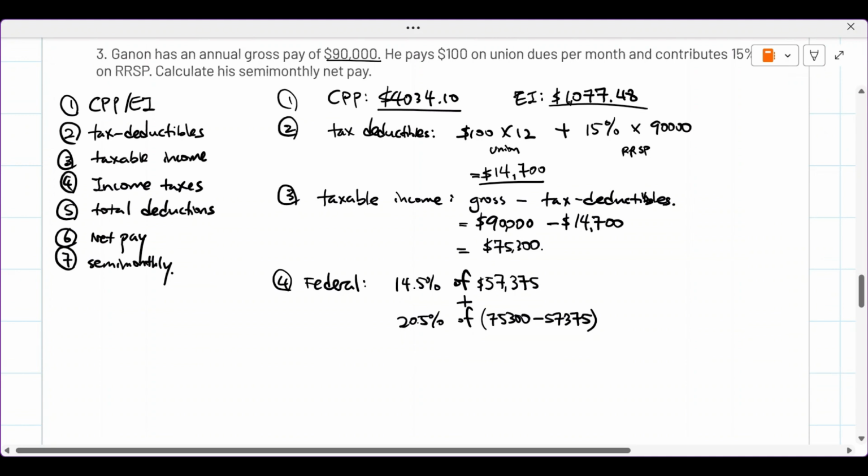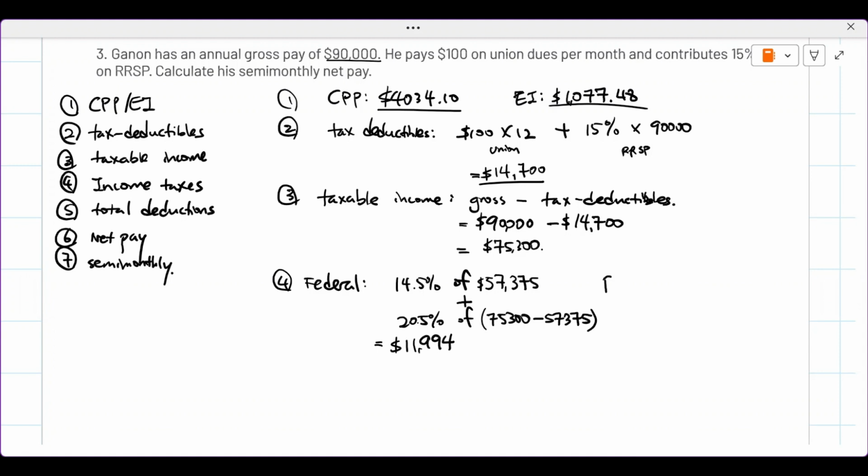Let's put that into the calculator. I can find the 14.5% of the 57,375 added to the 20.5% times open bracket 75,300 minus 57,375, and it's going to be equal to $11,994 as the federal income tax.